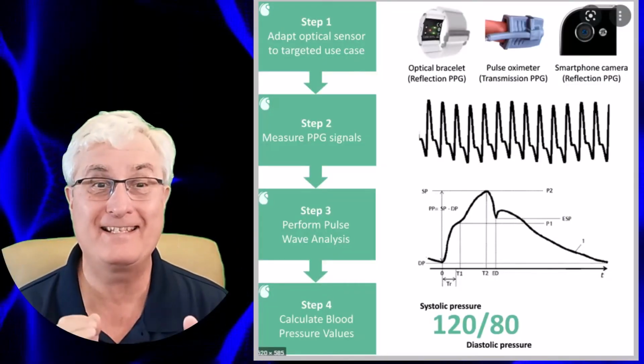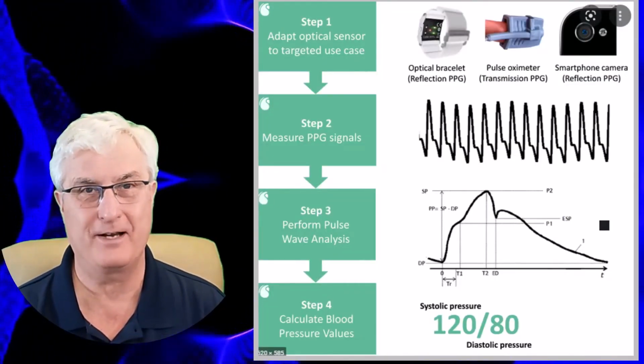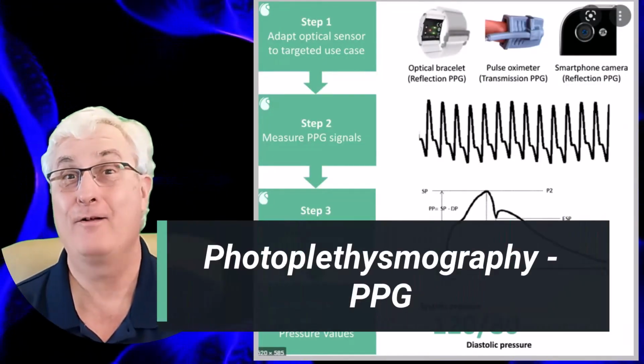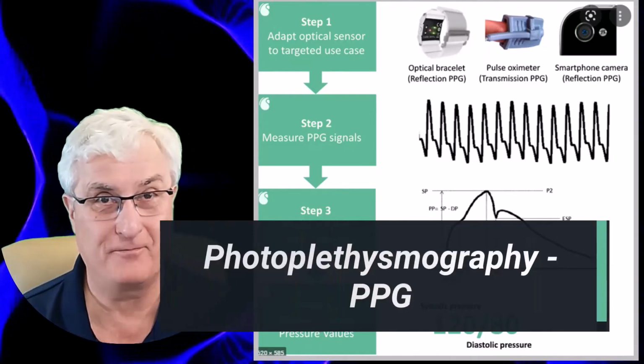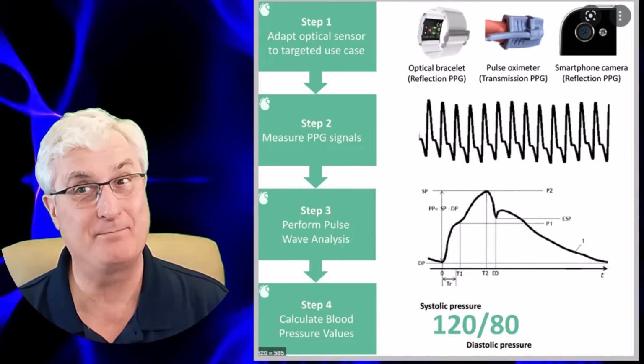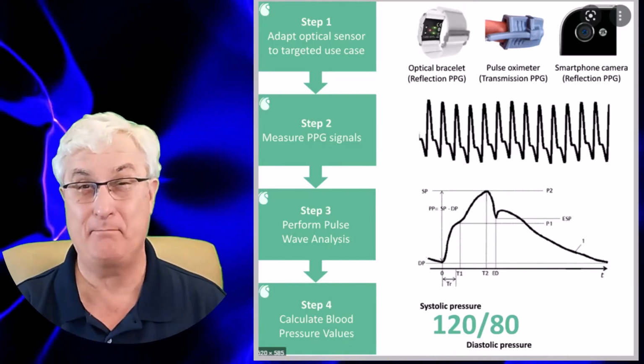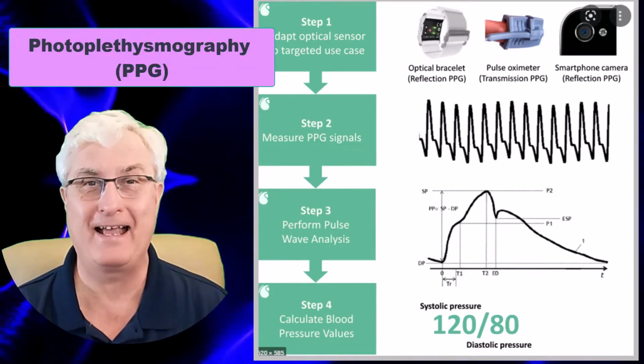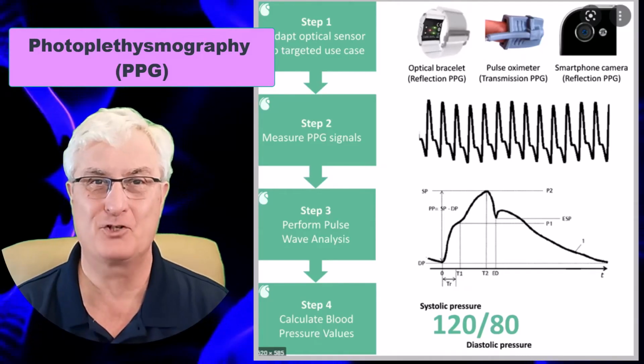All right, the second way of taking your blood pressure is called photoplethysmography. Oh boy, that's a mouthful, isn't it? Photoplethysmography. Bet you can't say that backwards. We're going to call that PPG for short.